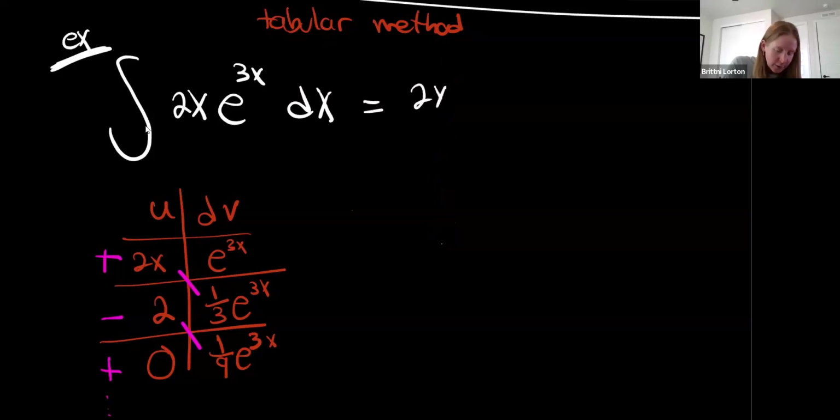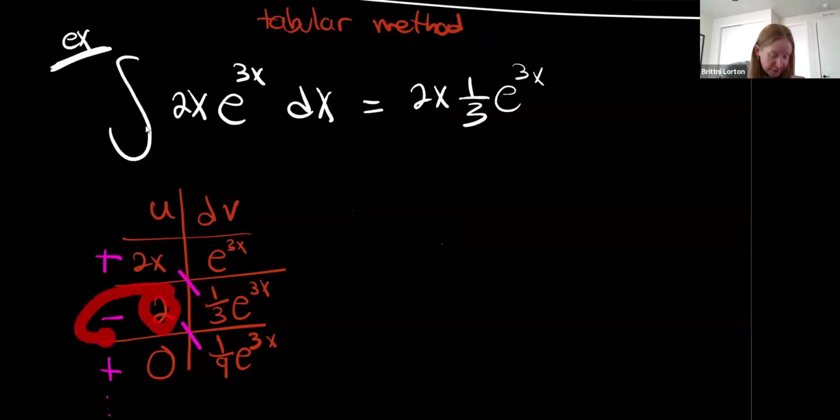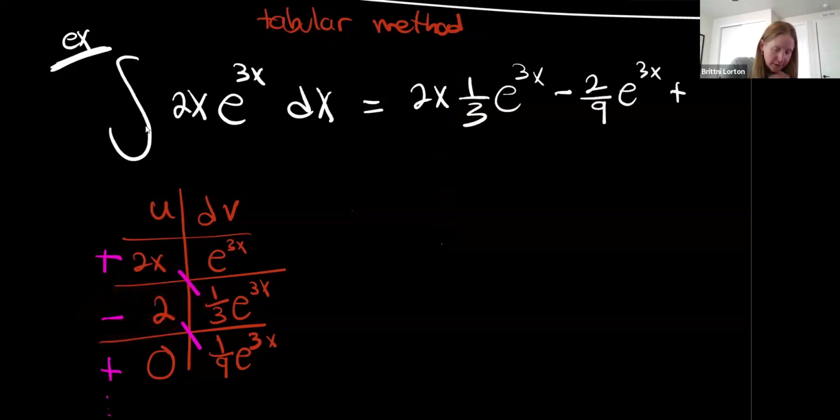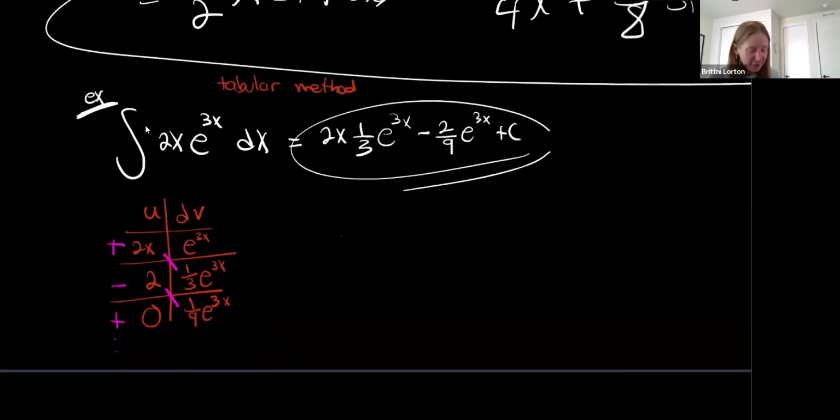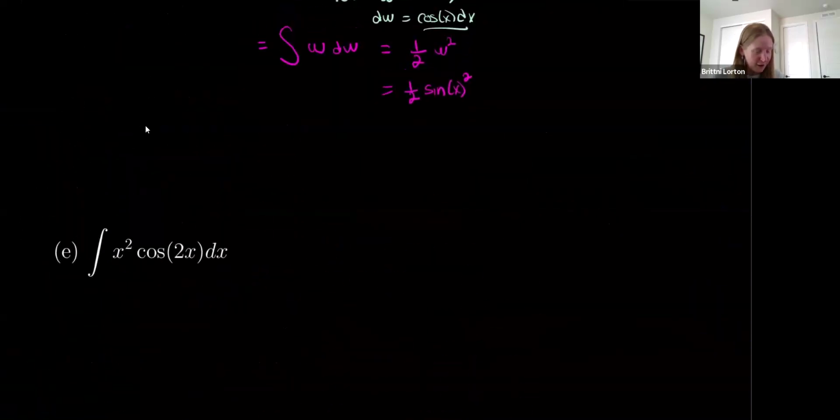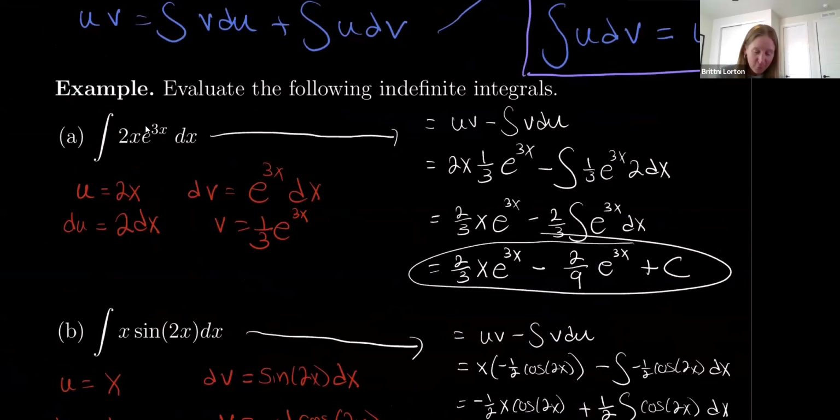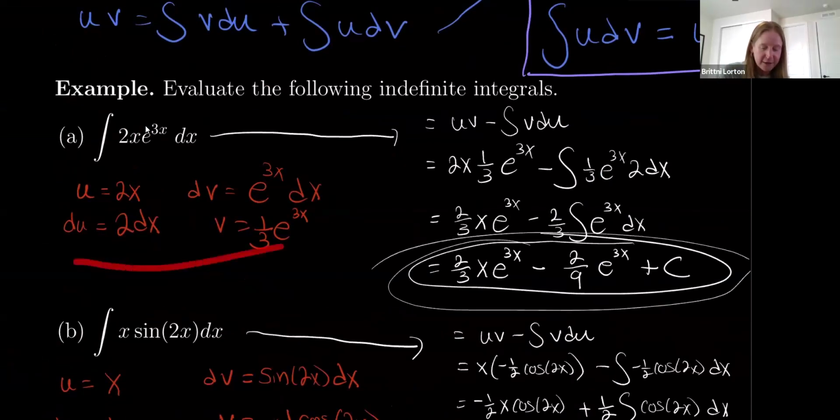So it's going to be 2x times 1/3 e to the 3x. That was the first diagonal multiplication. And then I have to go minus 2. I had to throw in that extra negative. Every other one gets an extra negative. If this was already negative, then this would have turned positive. Keep that in mind. So then I would just go minus 2 times 1/9 e to the 3x plus c. Ta-da. And if you want to see how cool that is, go back to the very first problem that we solved. That was the exact answer. We just did it the long way. So this was the long way, and now I'm showing you the tabular method, which is a shortcut.